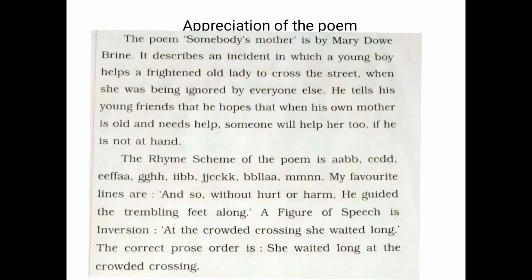The poem Somebody's Mother is by Mary Dow Brine. It describes an incident in which a young boy helps a frightened old lady to cross the street, when she was being ignored by everyone else. He tells his young friend that he hopes that when his own mother is old and needs help, someone will help her too, if he is not at hand. The rhyme scheme of the poem is AABBCCDDEEFFAAGGHHIIBBJJCCKKBBLLAAMMNN. So this rhyming scheme is used in the poem.